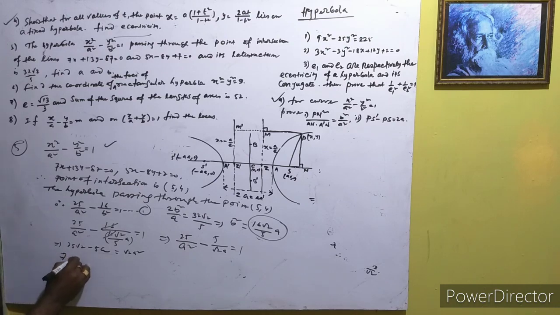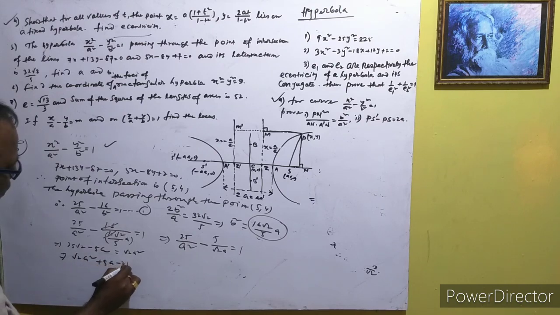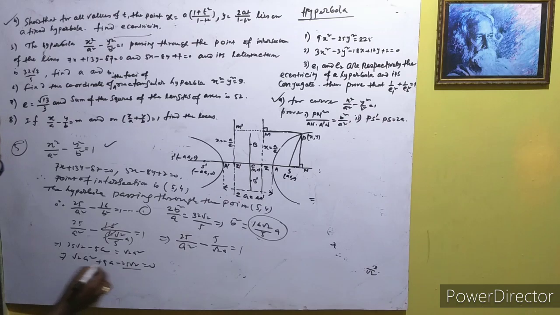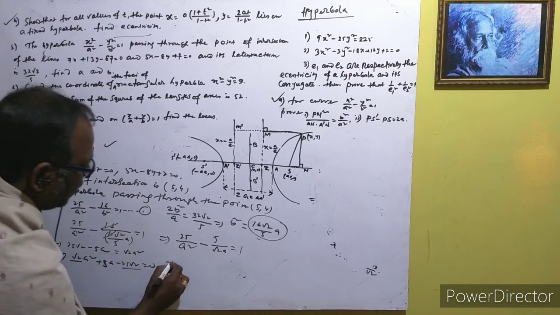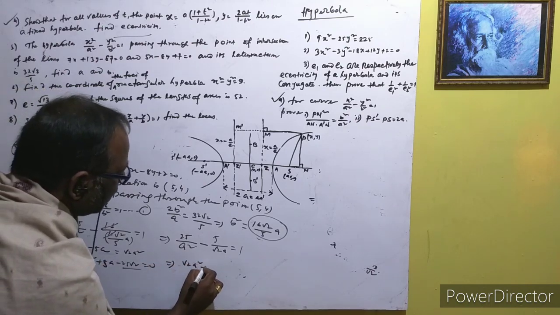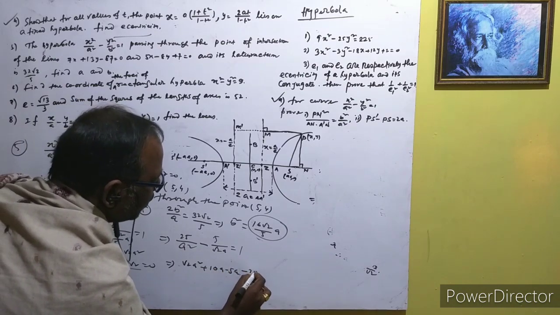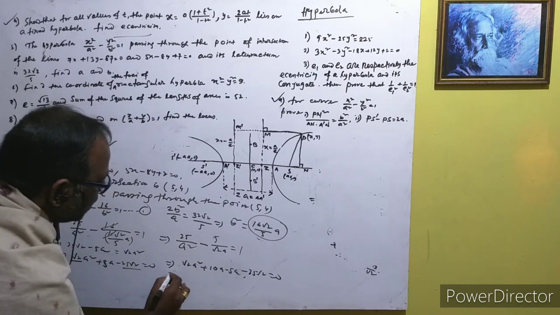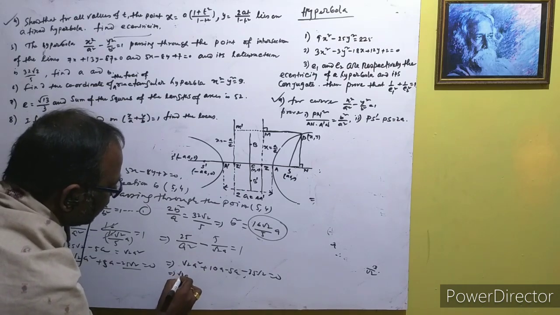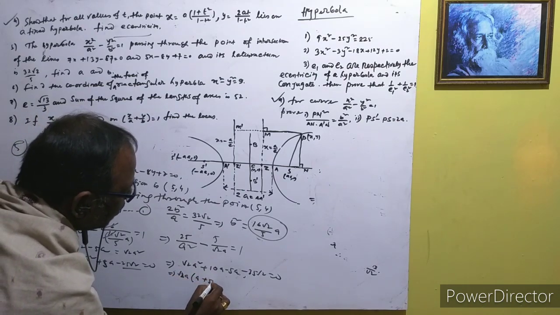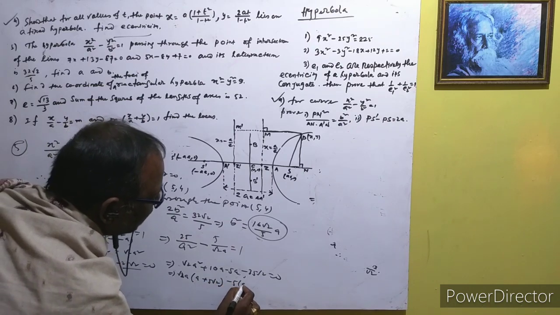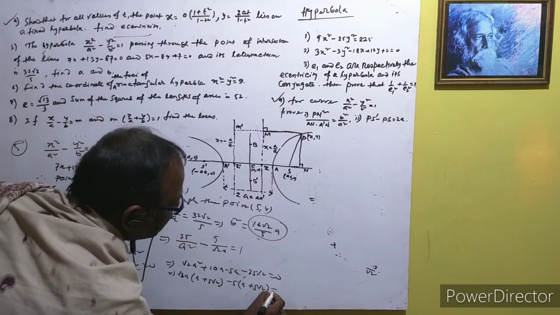So now we can write root 2 into a square plus 5a minus 25 root 2 equal to 0. If these two factors are multiplied, then we get 50, so 50 can be written as 10 minus 5. So root 2 into a square, plus 10a minus 5a, minus 25 root 2 equal to 0. Then take root 2 a common, and 5 common: a plus 5 root 2 is 0.